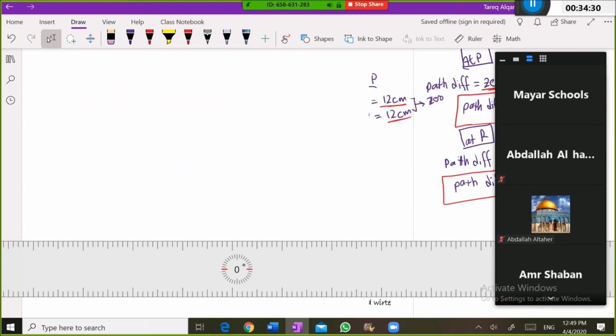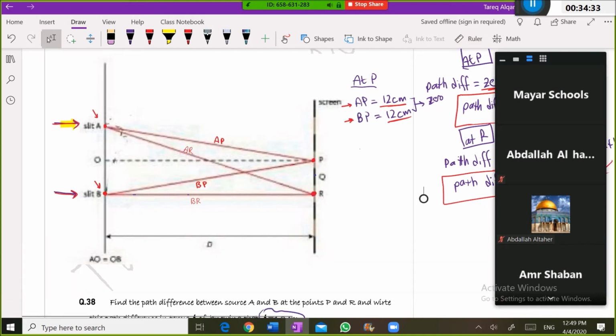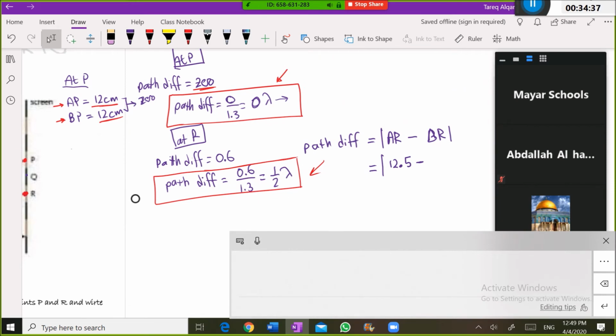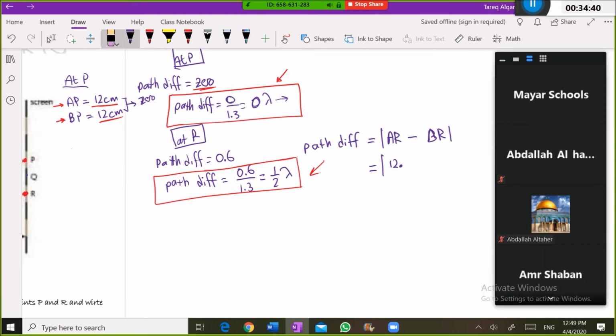Okay, wait a second. Okay guys, approximately, look, this is 12.55 minus 11.9. I found these results, guys, using a ruler. This will be 0.65. Okay, guys, this is the path difference in centimeters.